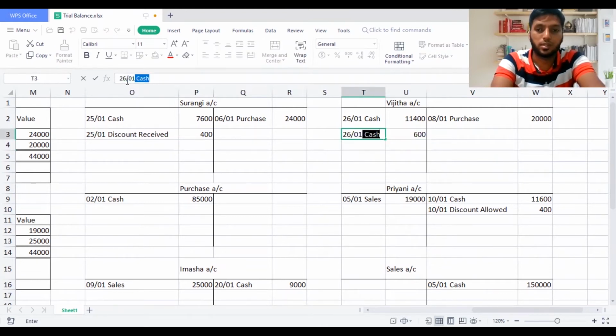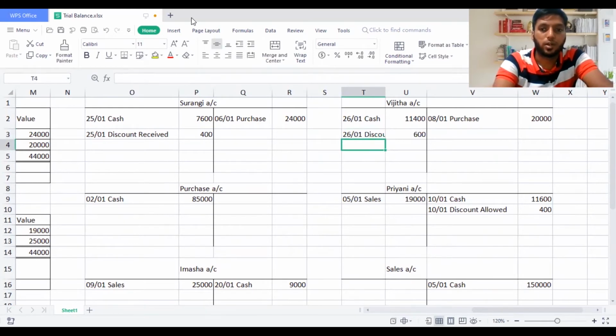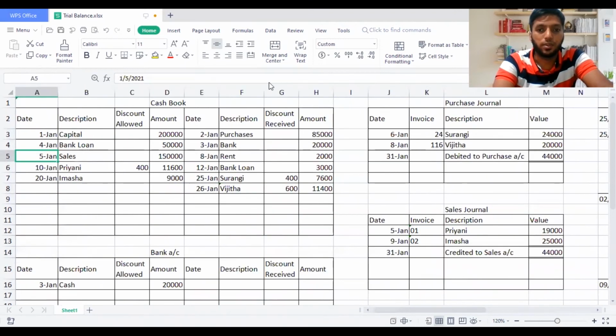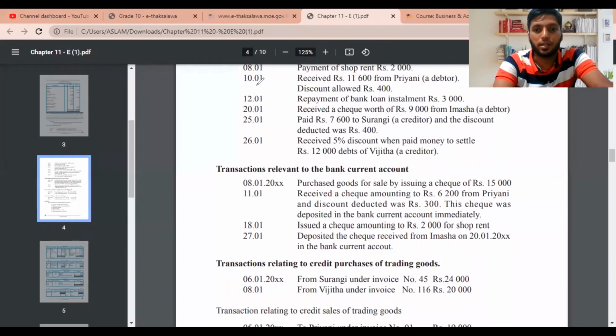What will be the amount of money which we are going to get as discount received? It's going to be 600. That easy, guys. So we recorded almost there. So we are done with the cash adjustments. Everything is done on cash adjustment, I hope so. Then we'll start the bank current account transactions one by one.